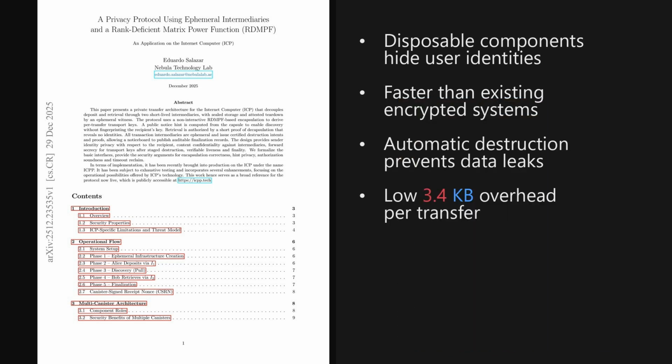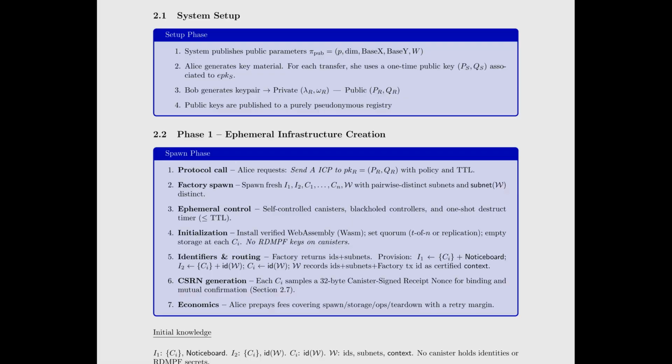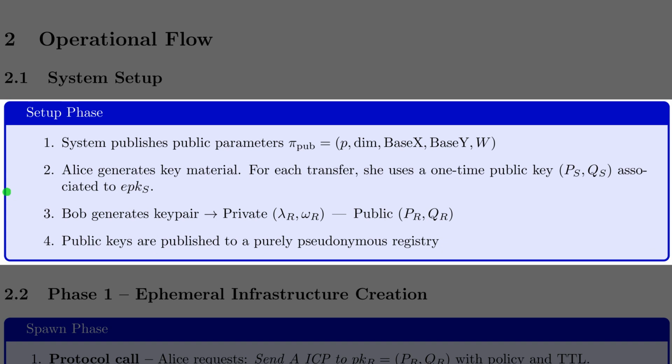I'm Alex. Today we're looking at a paper trending on X, published on December 29, 2025, about 4 days ago. It introduces a novel architecture for the Internet Computer that secures transaction privacy by routing transfers through short-lived, disposable intermediaries. The paper is titled, A Privacy Protocol Using Ephemeral Intermediaries and a Rank-Deficient Matrix Power Function, RDMPF. And as we'll see later, the protocol achieves sender anonymity and forward secrecy while avoiding the significant overhead typical of zero-knowledge systems.